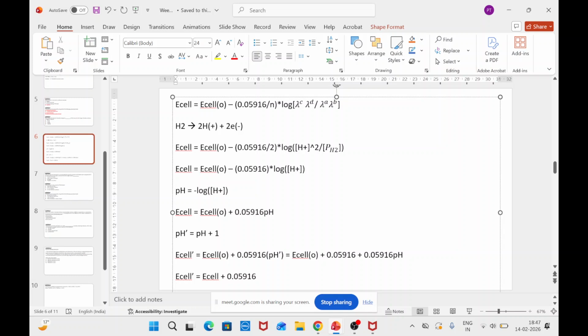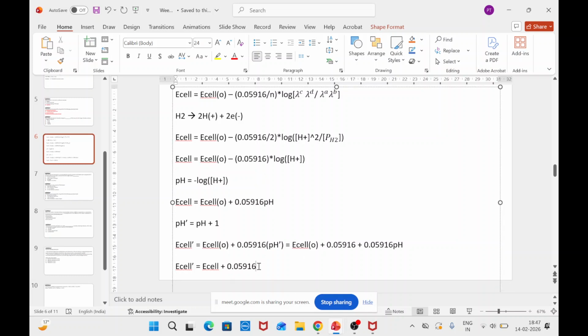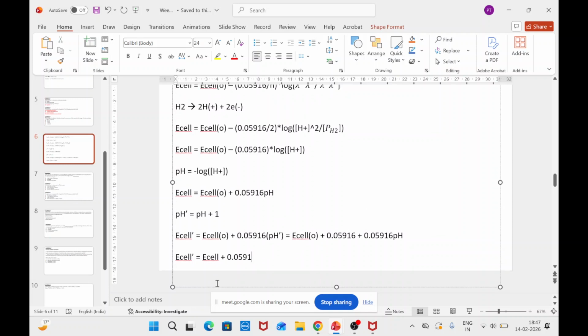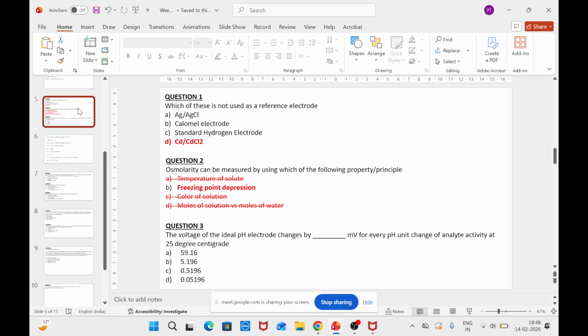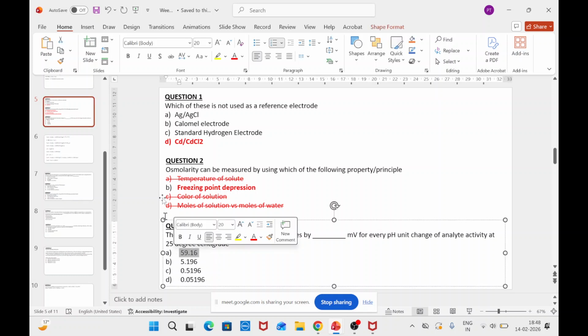Now what we are asked is the difference: how much will the EMF of the cell change if the pH is increased by a single unit. It will increase by a value of 0.05916 volt. Since the expression we want is in millivolts, 0.05916 times 1000 is 59.16 millivolt.